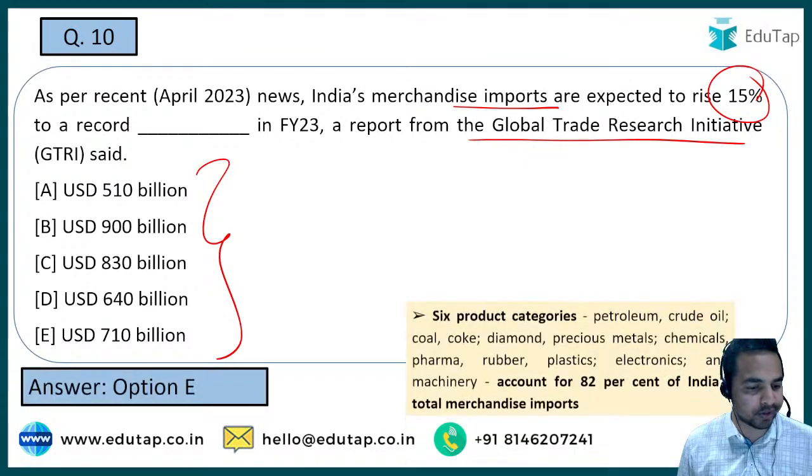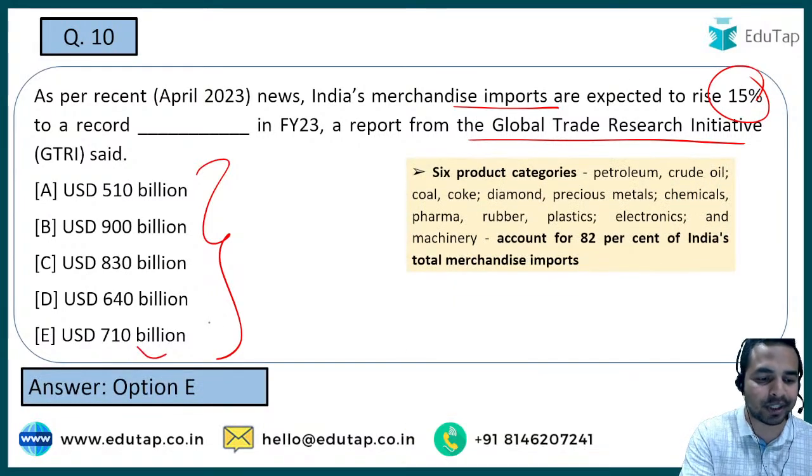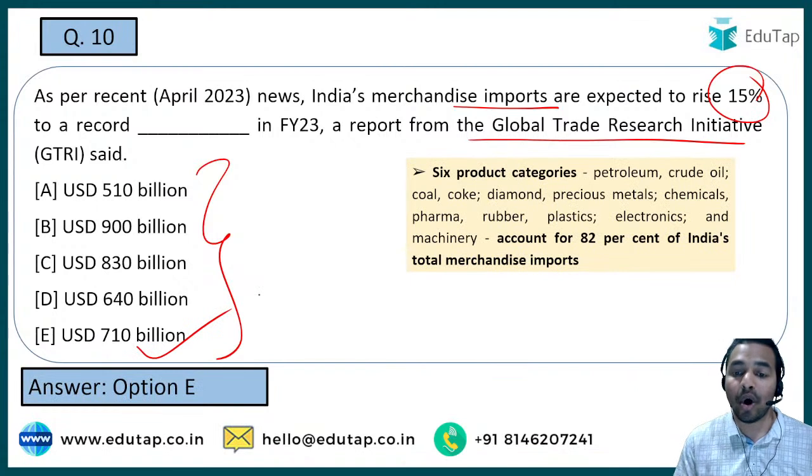So I'm getting the responses here. Absolutely guys, the right answer is option E, that is 710 billion US dollars. और 6 product categories यहाँ पर mentioned हैं which account for 82% of India's total merchandise import.